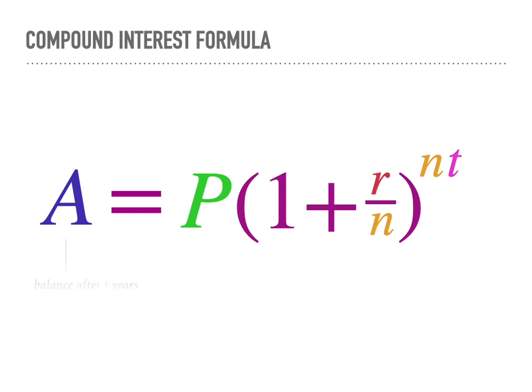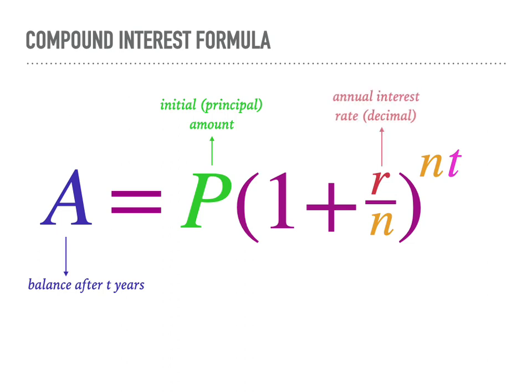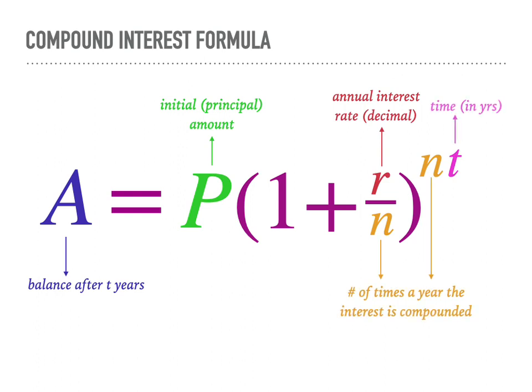Let me tell you. A is the balance after T years. P is considered the initial, or the principal, or the original amount, whatever you want to call it. Usually the word problems would use those sort of words to describe P. R is considered the annual interest rate, which is written as a decimal when using the formula. N is the number of times a year the interest is compounded, and T is the time in years.